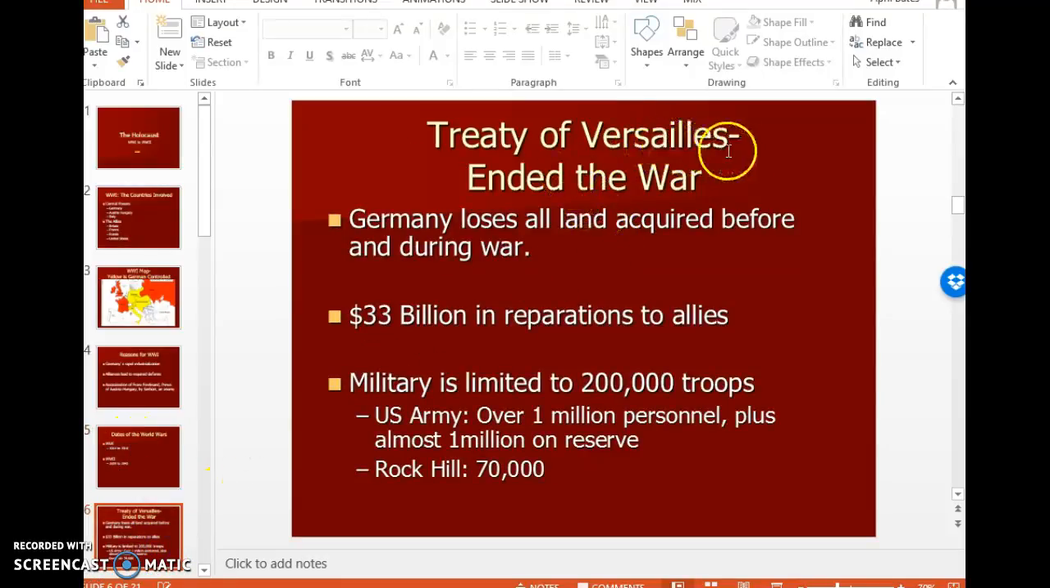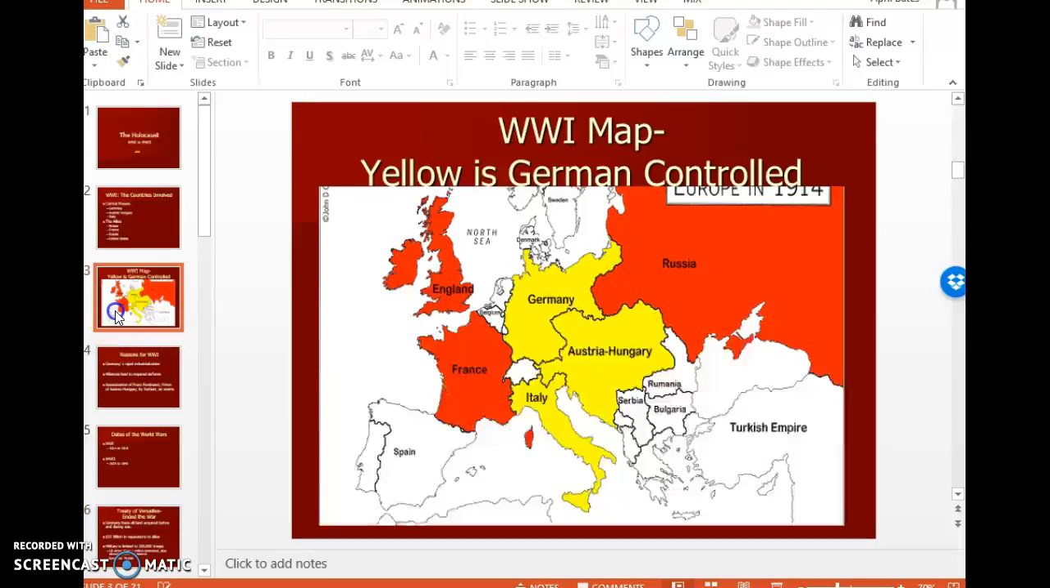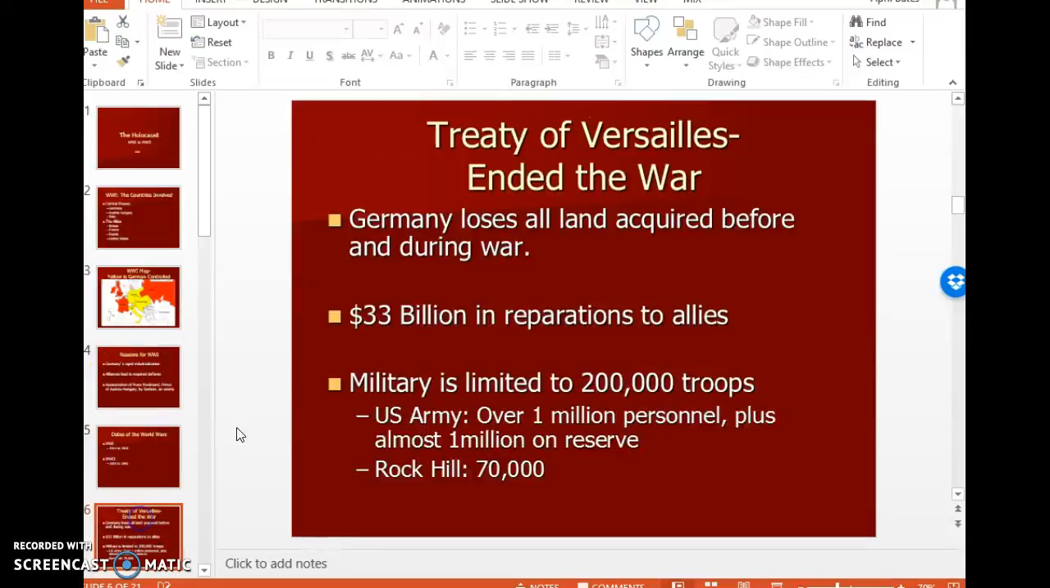The Treaty of Versailles is the treaty that ended World War One. And in order to end the war, Germany had to agree to these bullets. First, Germany lost all of the land that it acquired before and during the war. So remember, one of the reasons they wanted to fight a war was to expand into other countries so they had more room for their people and their factories. Well, Germany lost all of that. So that didn't make Germany feel too good.